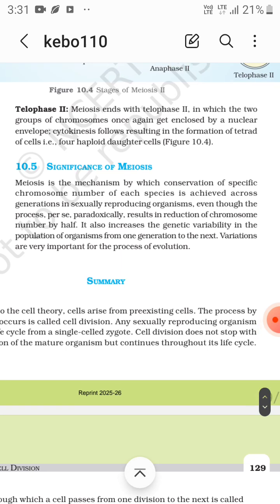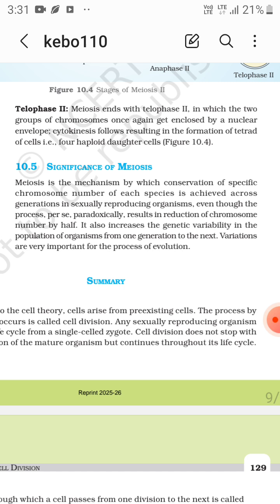I will read it again. Meiosis is the mechanism by which conservation of specific chromosome number of each species is achieved across generations in sexually reproducing organisms. Why is it conservation of chromosomes? Because if they get reduced, then after fertilization they become diploid, and again get reduced. So it is a type of conservation. Meiosis is conserving the chromosome number.